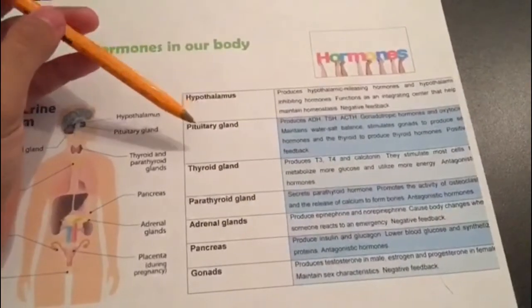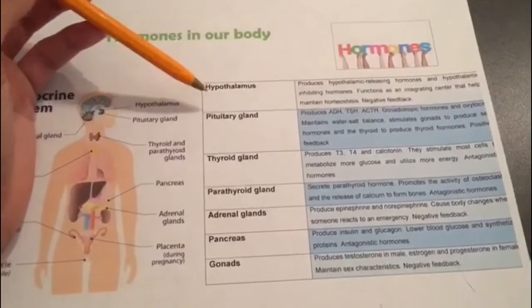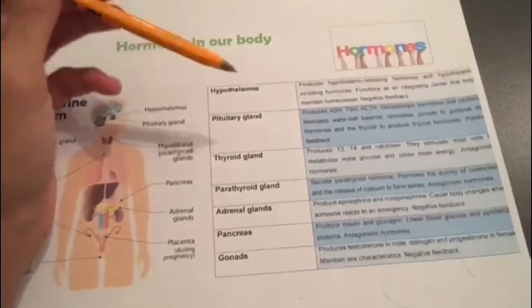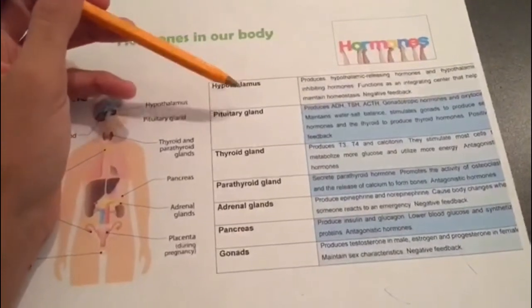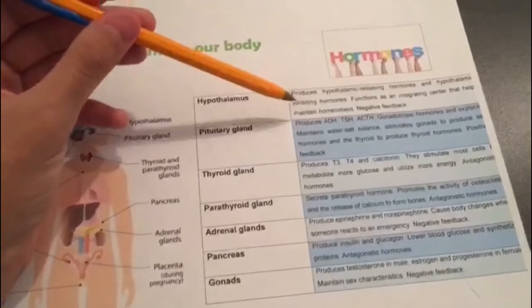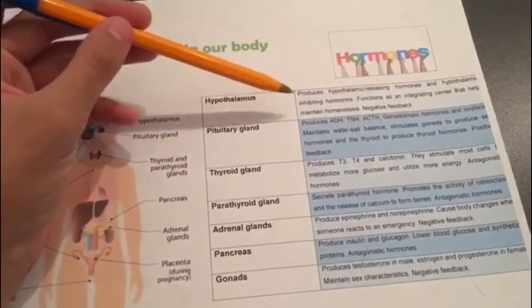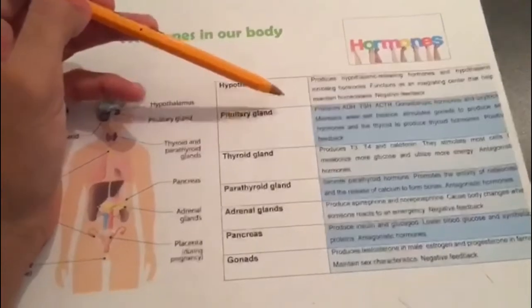There are different glands along the body, and each one produces different hormones and they have different functions. The first one is the hypothalamus, which produces hypothalamic releasing hormones and hypothalamic inhibiting hormones. It functions as an integrating center that helps maintain homeostasis, and is controlled by the negative feedback.